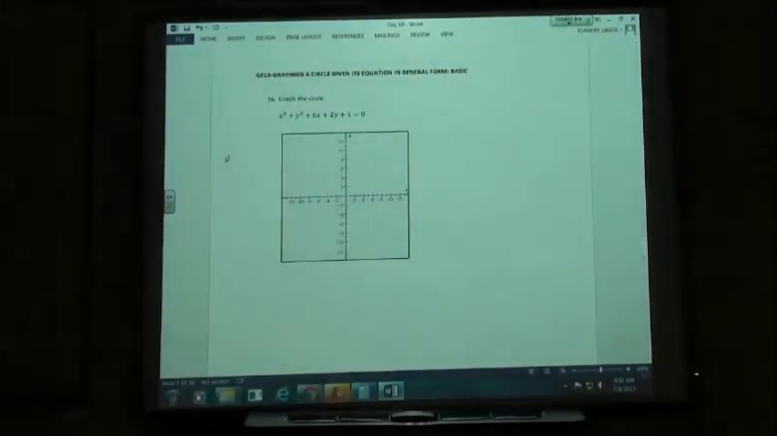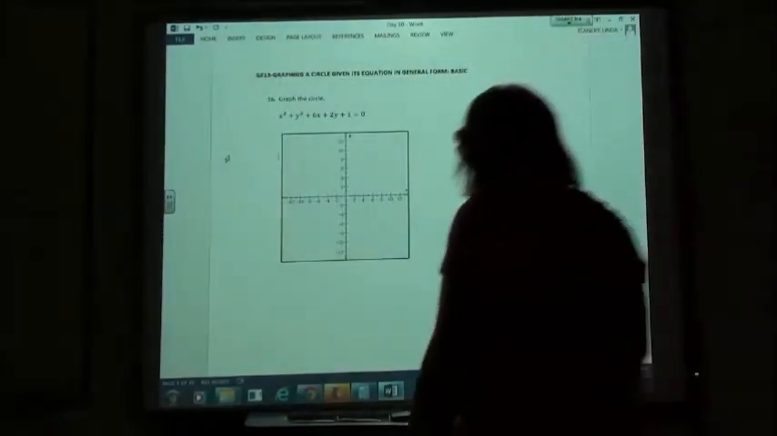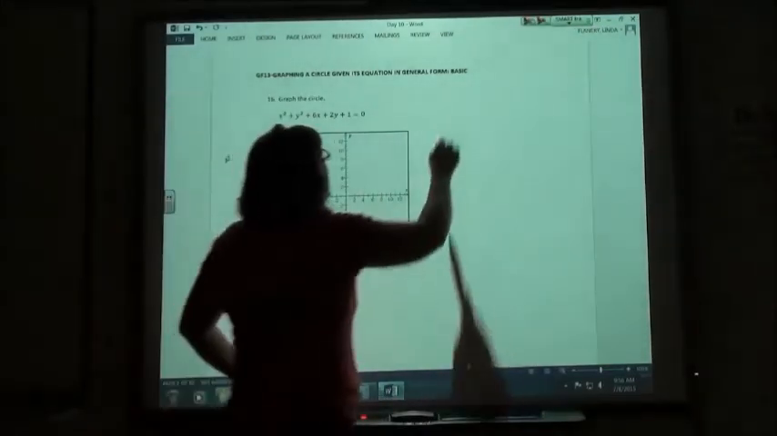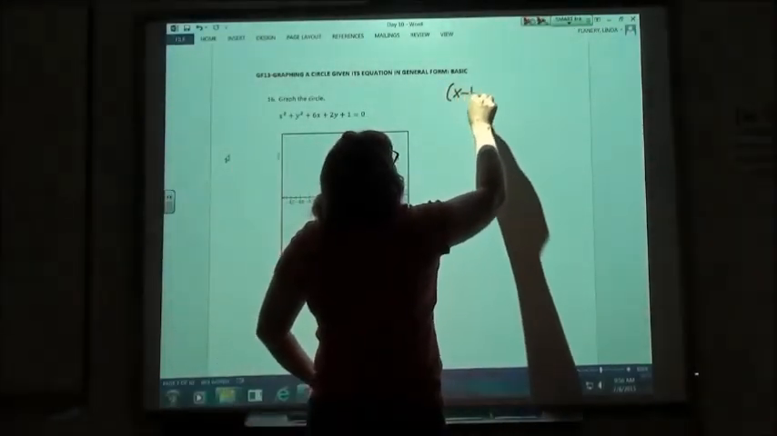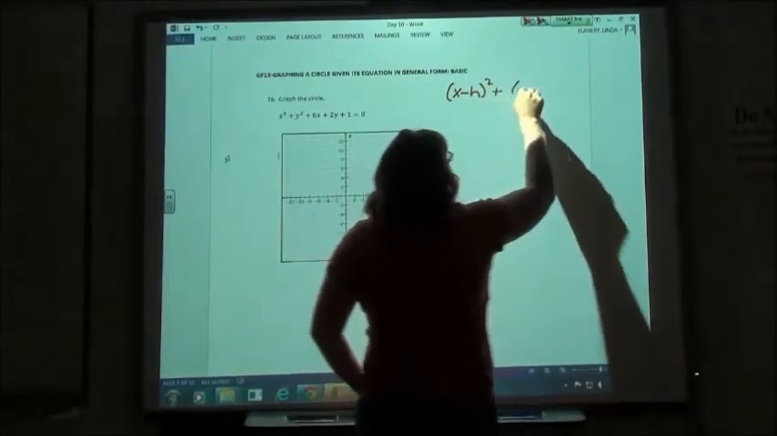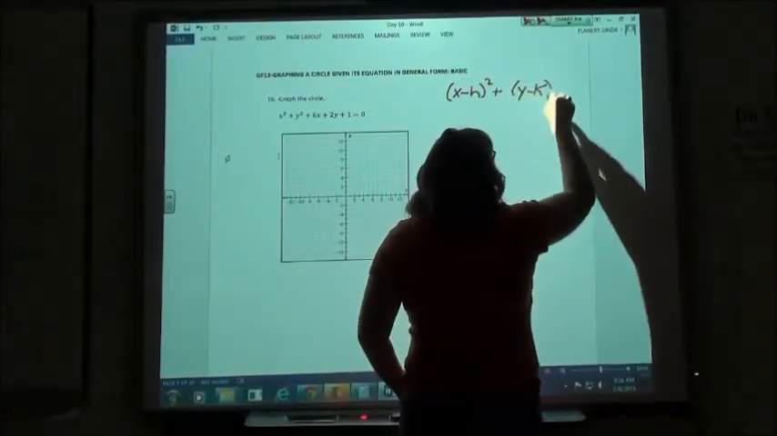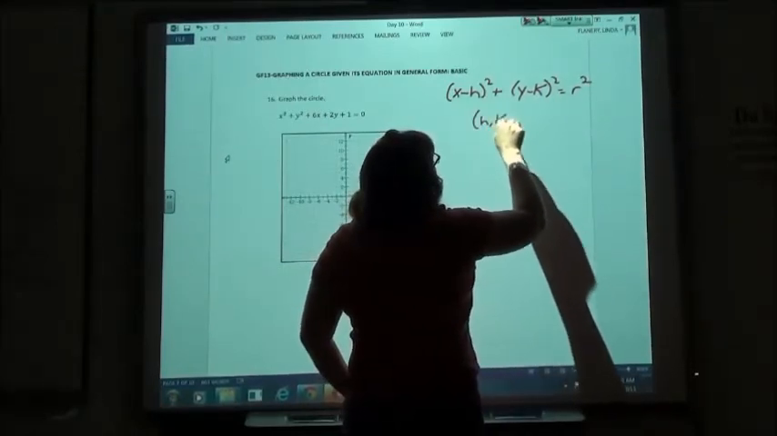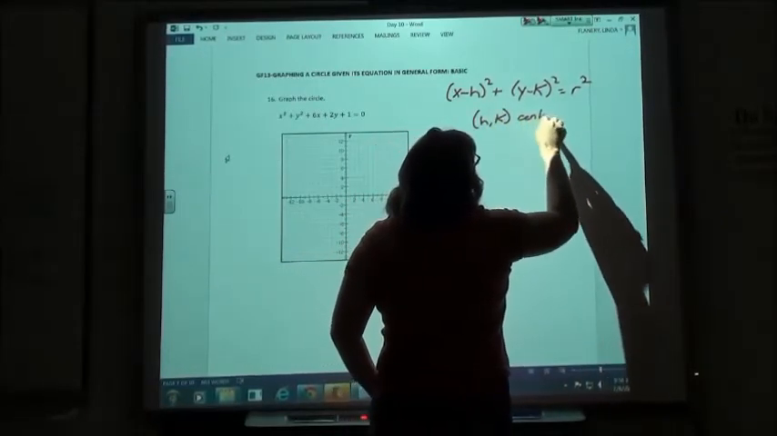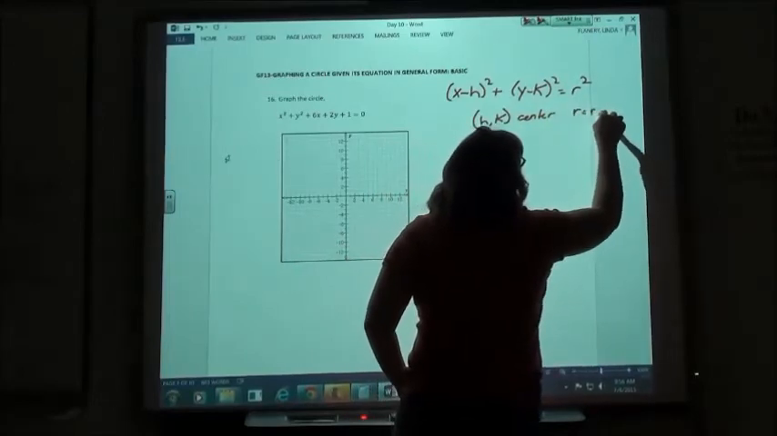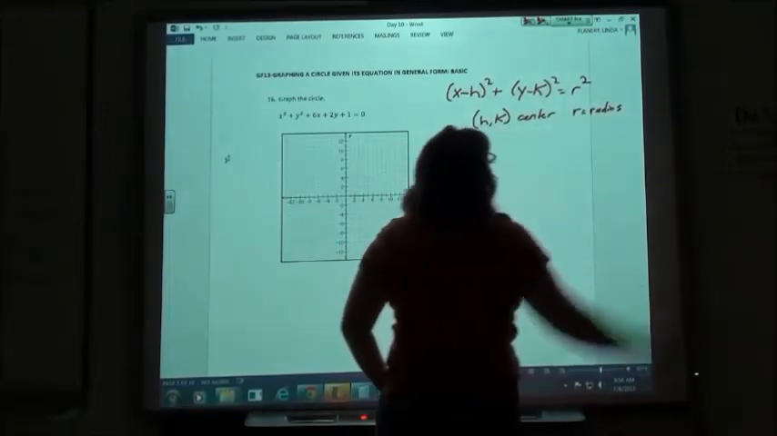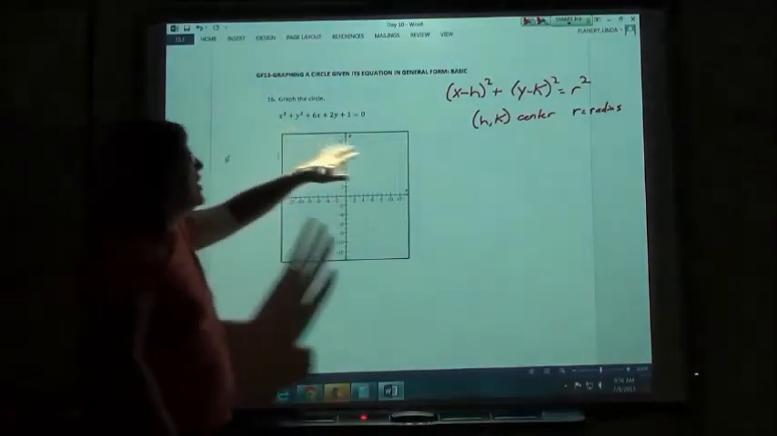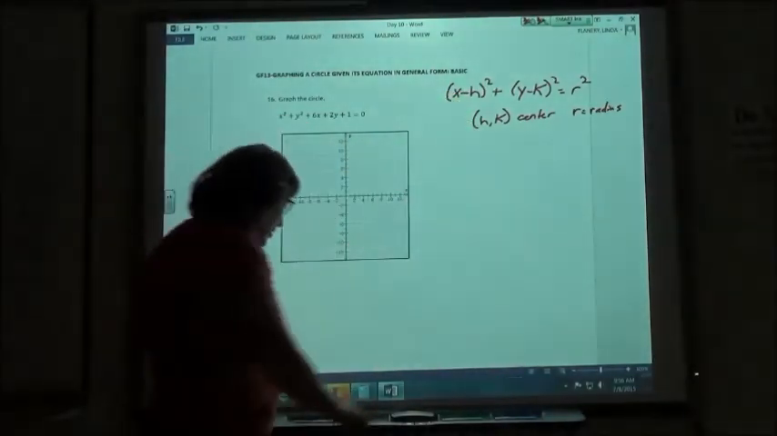All right, 16, 17, and 18, I'm going to graph the circle given its general form. Standard form for a circle looks like this. X minus h squared plus y minus k squared equals r squared, with the h, k being the center and the r being the radius. So we want to get this equation into this form by completing the square.